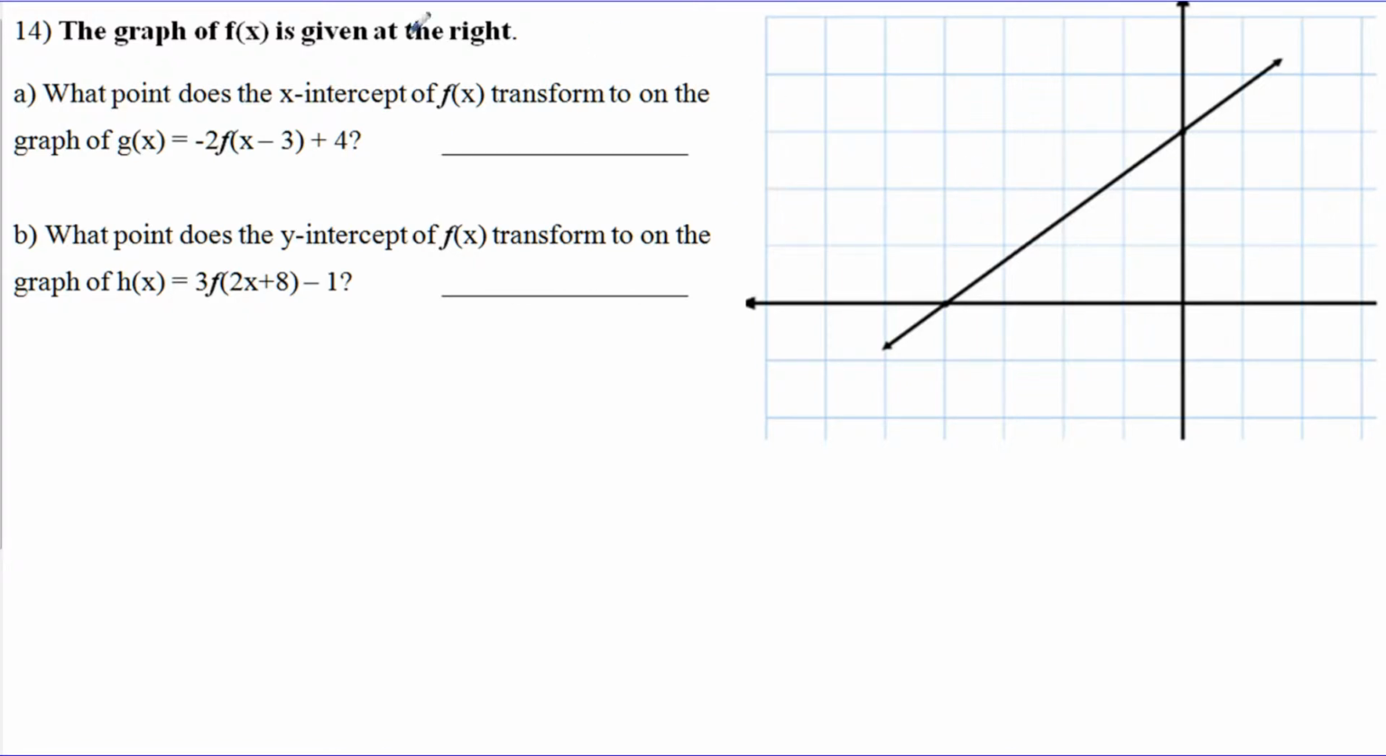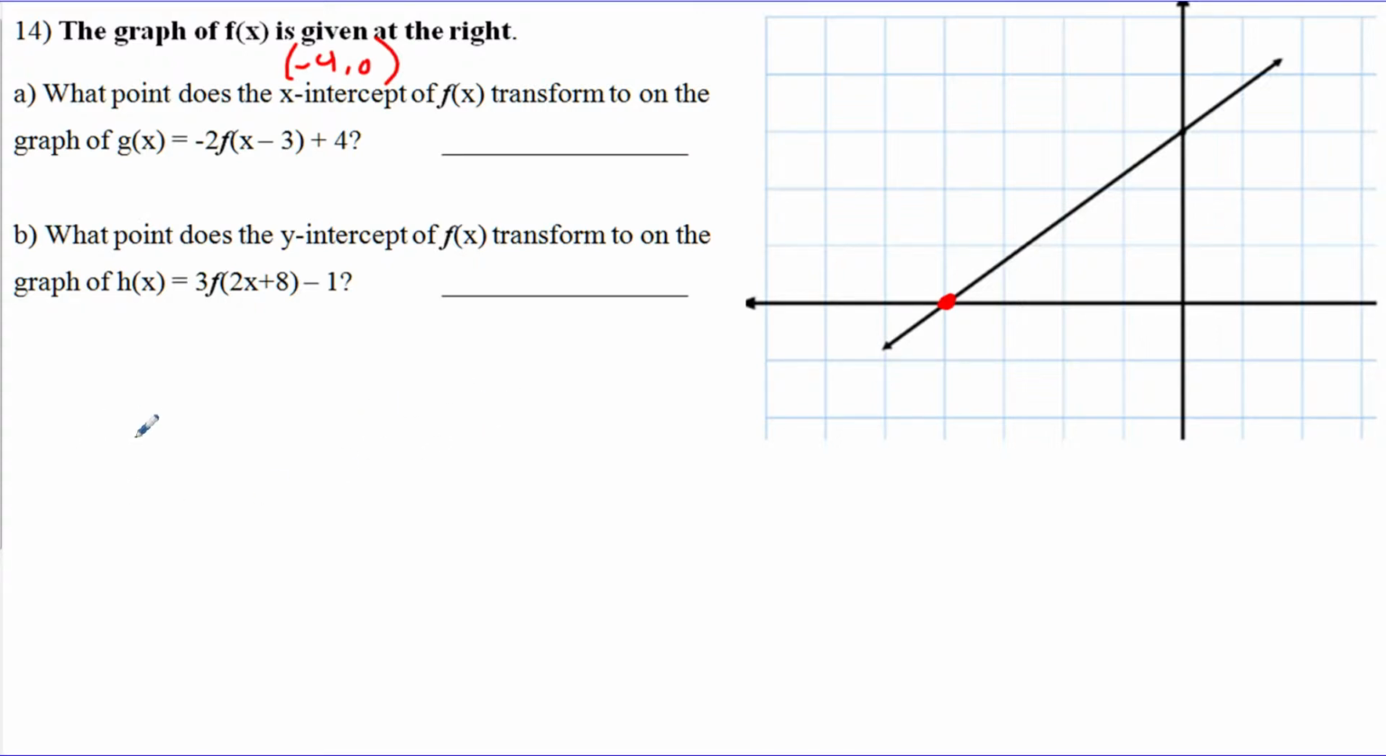So I'm going to come over here, and they're saying, what point does the x-intercept of f of x? So f of x is this graph. That's what they tell us at the top. So the x-intercept is this point right here. So if I count over -1, -2, -3, -4, 0. So we're starting off at the x-intercept at -4, 0. And they want us to use this information for g of x to transform that -4, 0 and come up with a new point.